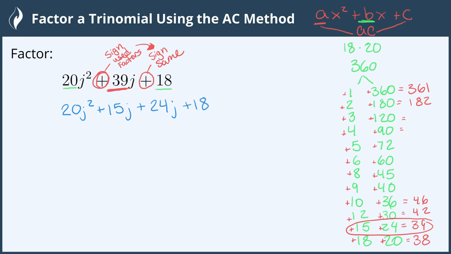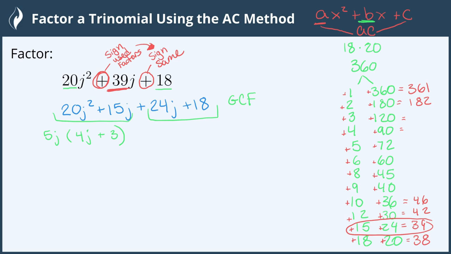Now we're going to do factor by grouping, which finds the greatest common factor, and we're going to group our first two together and our second two together. The first two, we're looking for the greatest common factor, and I can see that both of these are divisible by the number 5 and j. 20 divided by 5 is 4, and j squared divided by j leaves 1j behind. 15 divided by 5 is 3, and j divided by j cancels, so we can close our parenthesis, and that's our binomial.